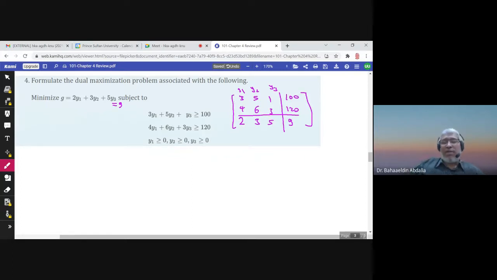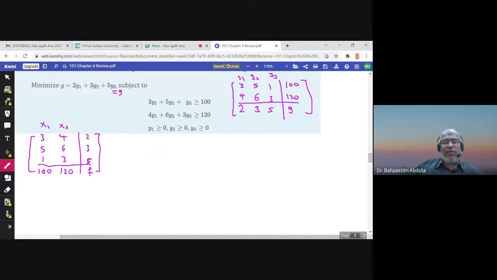Now, to formulate the dual maximization problem, I need to find the transpose of this matrix. And the transpose would be 3, 5, 100, 4, 6, 3, 120, 2, 3, 5, and G, or if you want to write it now F, because the maximization problem, I will call the function F. Now here I have x1 and x2. So there will be only two variables.